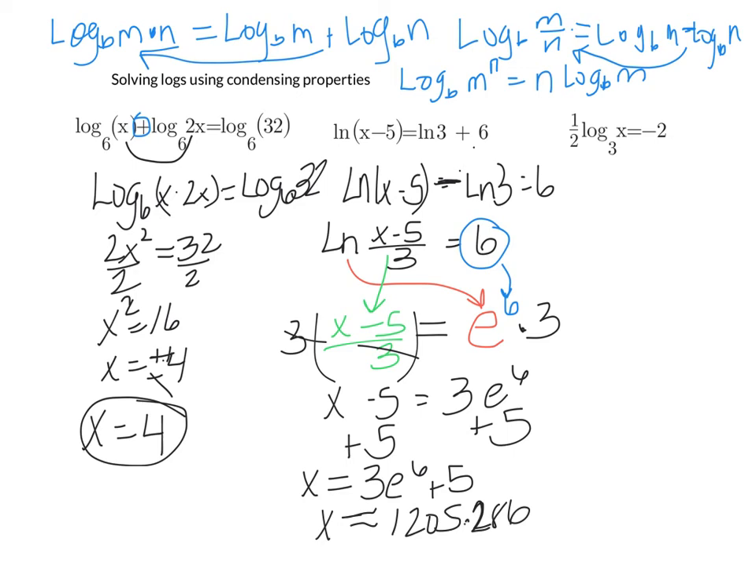Okay, and our last problem is 1/2 log base 3 of x equals negative 2. You could actually solve this two ways. You can make the 1/2 the exponent, so you can make it log base 3 of x to the 1/2 power equals negative 2. We could solve it that way. Let's do that here. I'll rewrite this as an exponential: 3 to the negative 2 equals x to the 1/2 power.